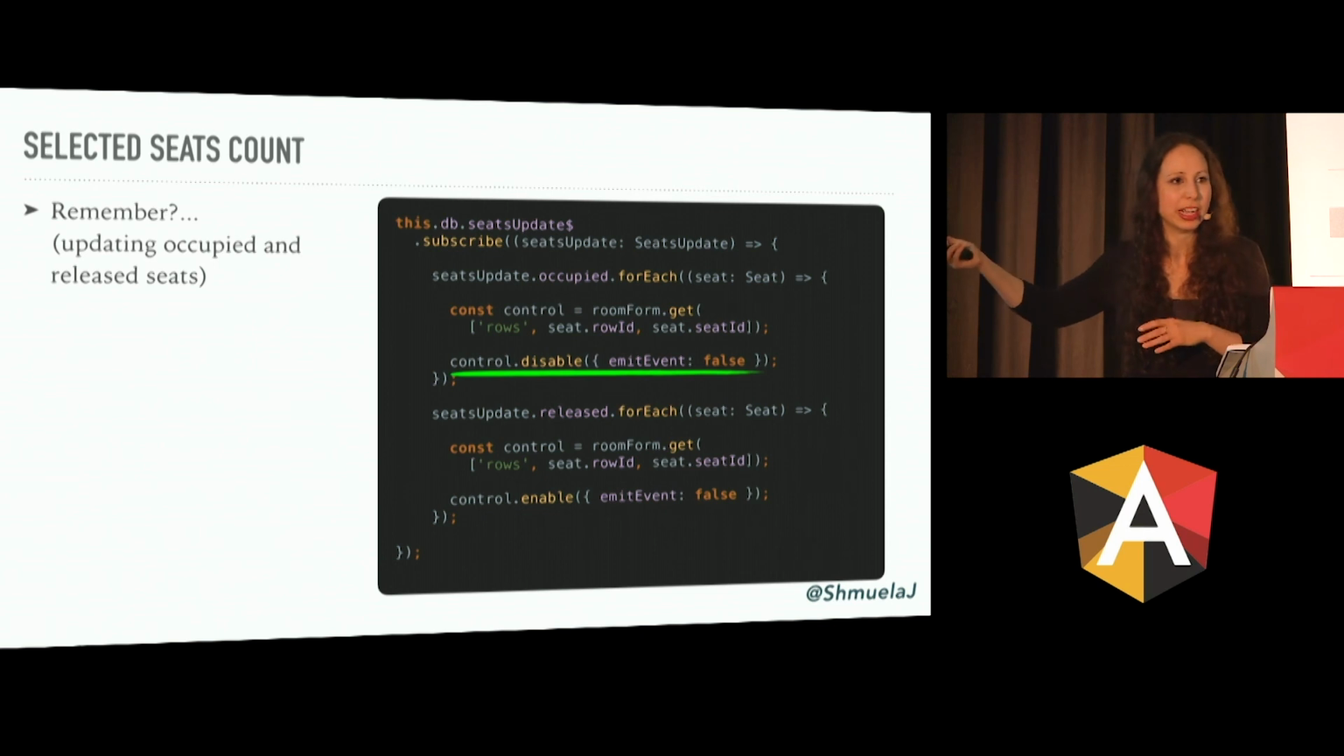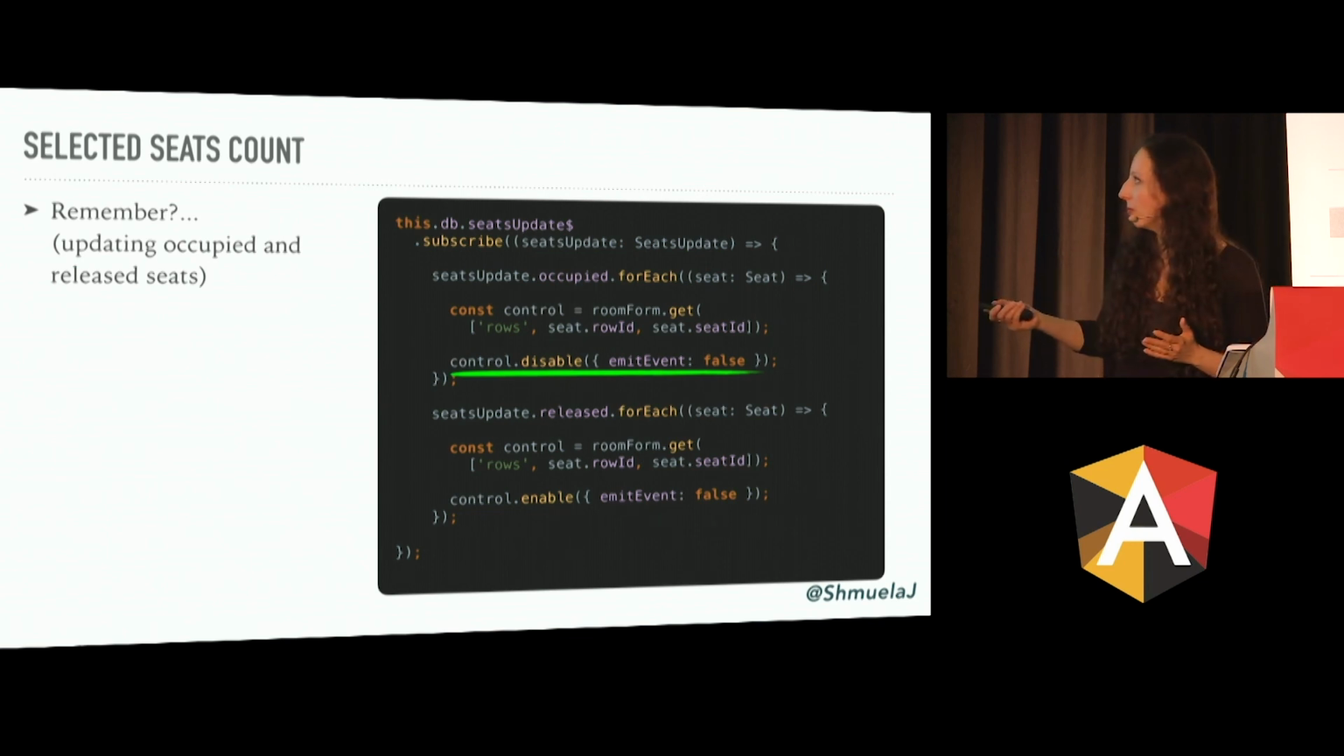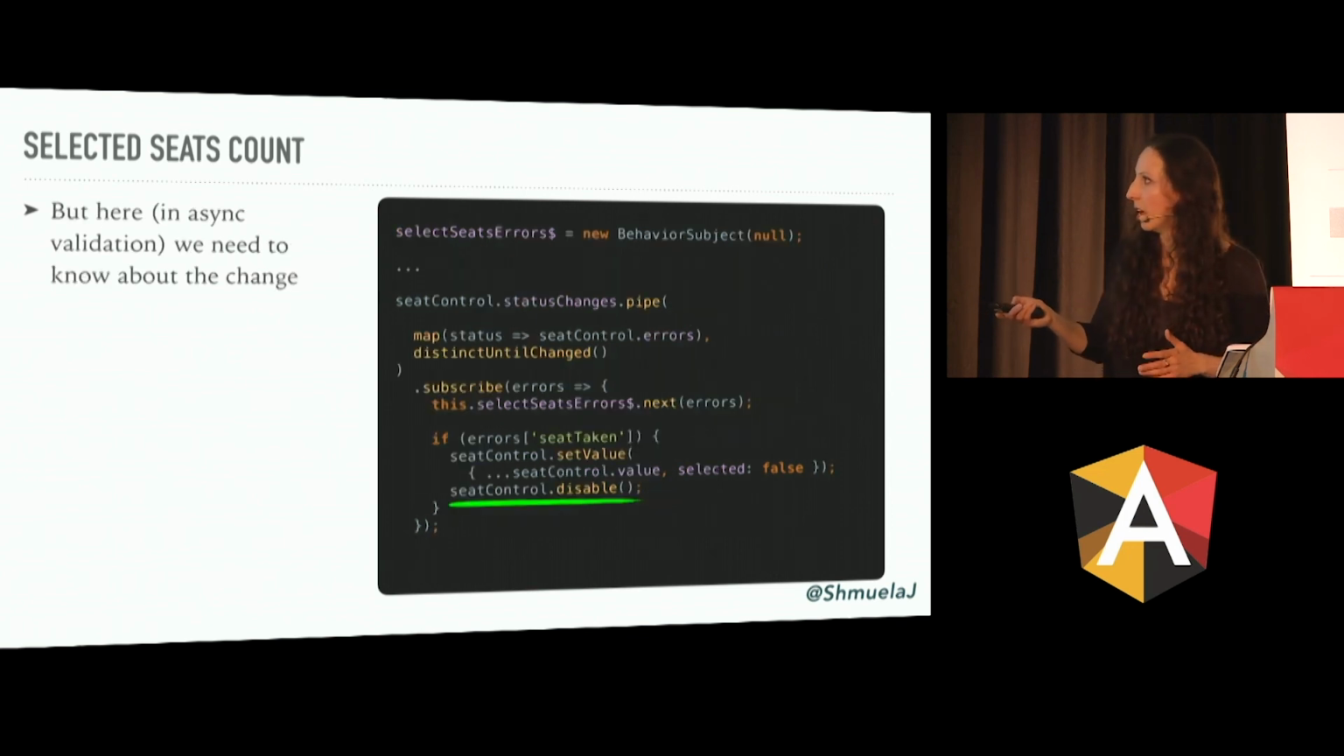Okay, so whenever a seat is disabled or enabled from the server, then we don't want to know about it. We don't want to count it here. But when we do change a selected seat that the user has selected, then we do want this change to count as a -1.